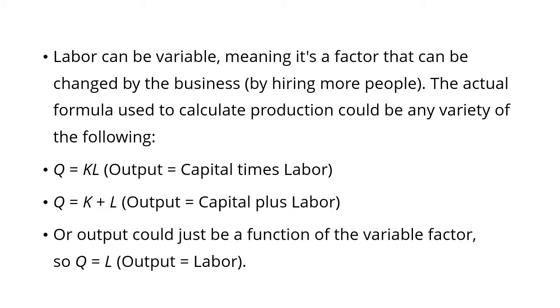The actual formula used to calculate production could be any variety of the following. One, we can have output equals capital times labor. It can also be of the form output equals capital plus labor. Or output could just be a function of the variable factor, and therefore Q equals L, or simply output equals labor.